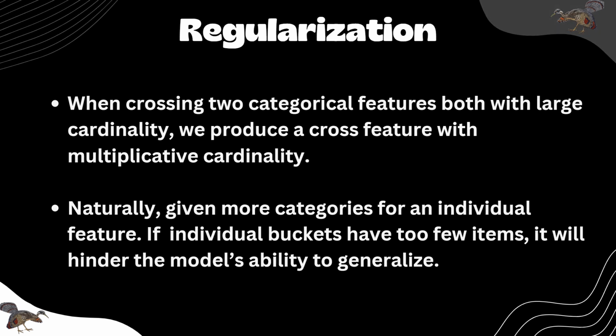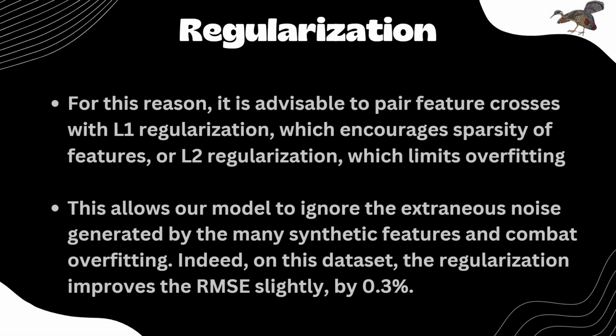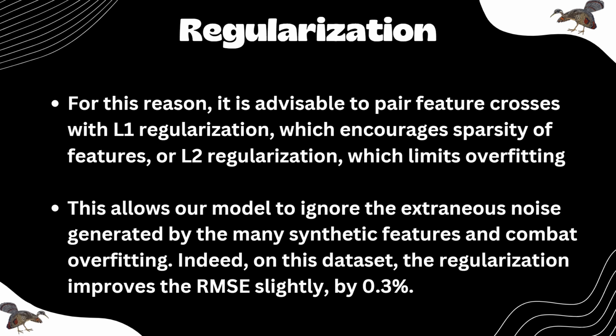A solution to this problem is regularization. To handle high cardinality feature crosses, the book recommends using L1 or L2 regularization. L1 regularization acts as a feature selector, eliminating unnecessary features by setting their weights to 0 during training. L2 regularization helps prevent overfitting by reducing the size of the weights, making the model simpler. When we added regularization to the linear model in our Uber example, the RMSE improved by 0.3%.